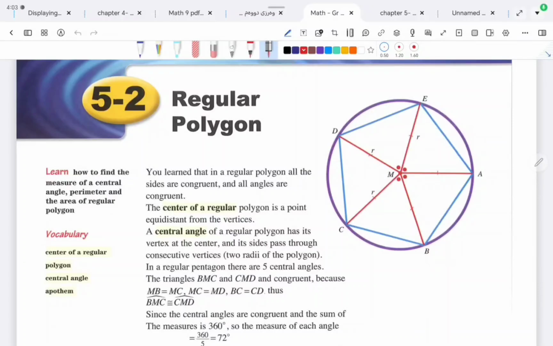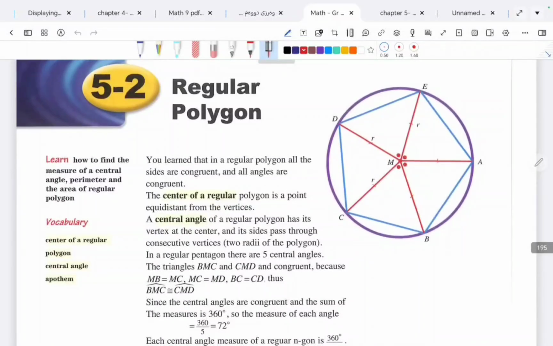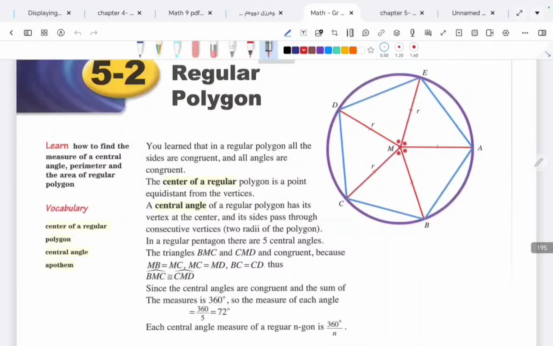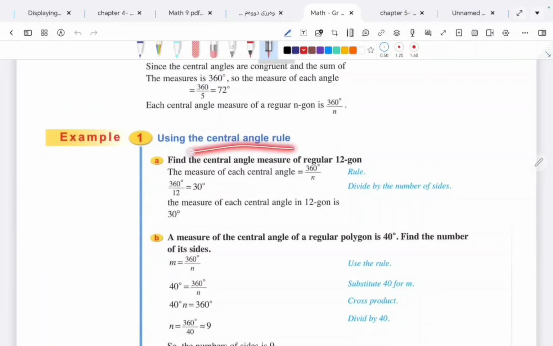Hello dear students, in this video I'm going to explain chapter 5 lesson 2, regular polygon, page 189. In this video we're going to explain how to find the central angle measure for each regular polygon, how to find the perimeter, how to find the side where the central angle is given, and how to find the area. Okay, let's see the first case using the central angle rule.